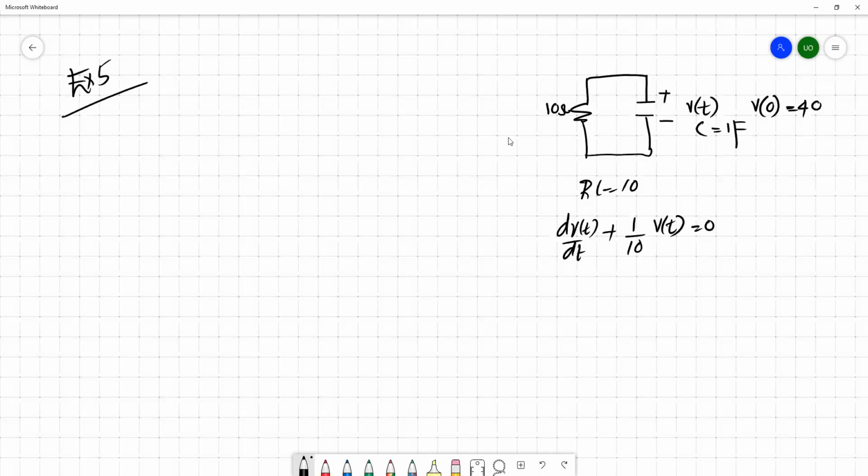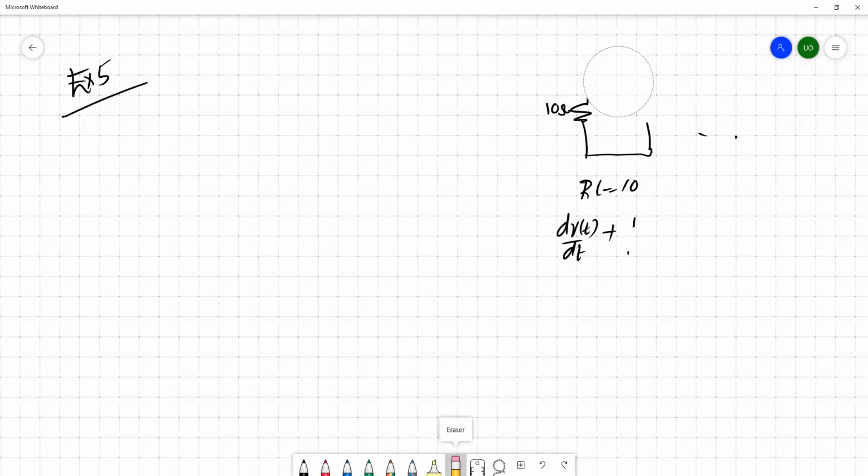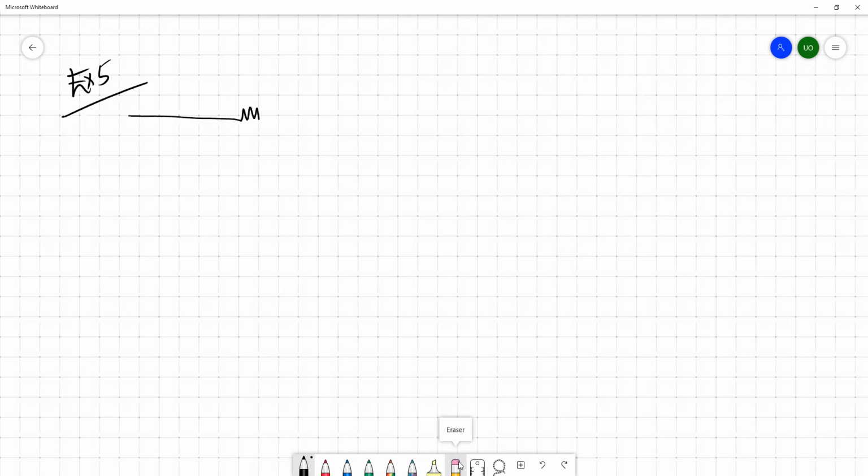Okay, so now we'll move to exercise 5. You have a circuit having this 4 ohm resistor, then you have a switch here, and a current source of 9 amperes.